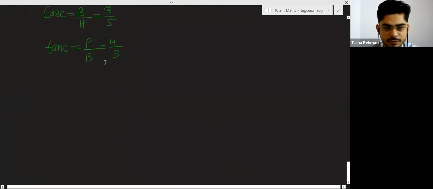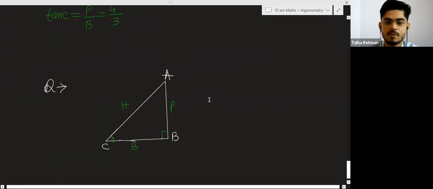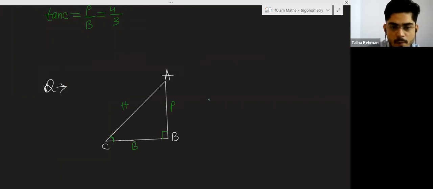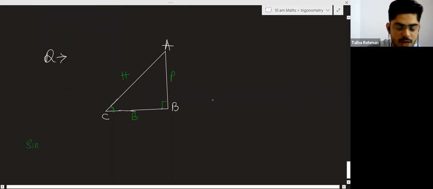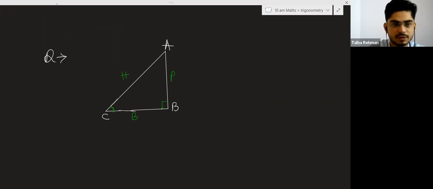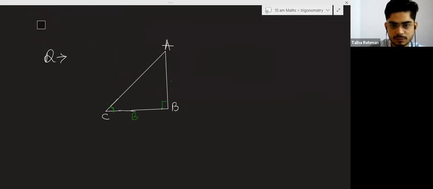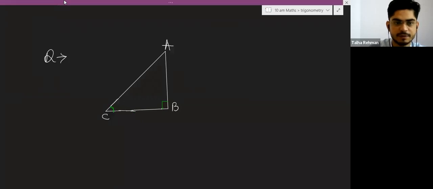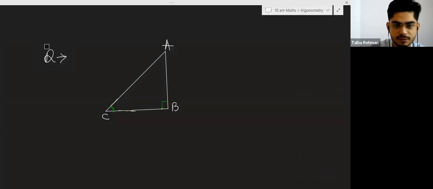Okay. Now I am just changing this question a little bit. This is the earlier question. Now I am changing this question a little bit. This time sine A is given to us. This is the triangle we have. But what is hypotenuse is not given to us, and we have to identify here. Please concentrate on the question very carefully.